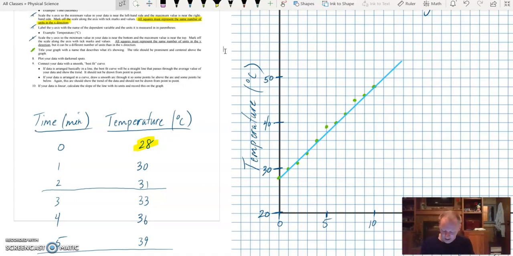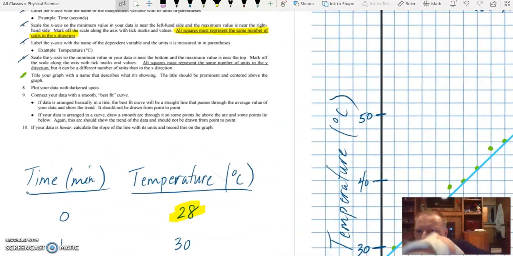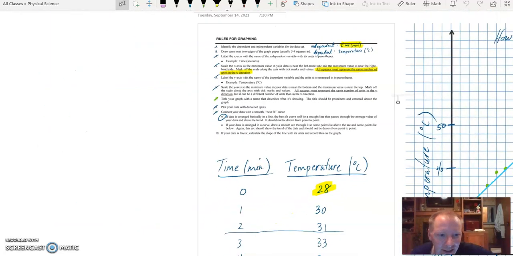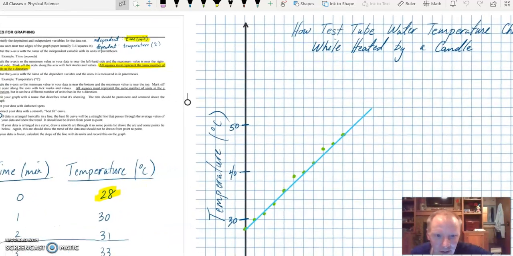Right, now that we're back, we have done number 8, and actually we've done number 9 as well, where we've connected our data with a smooth best fit curve, and I used this part if our data is arranged basically in a line. And because it's in a line, we also get to do number 10. It says if your data is linear, we want to calculate the slope of the line with its units and record it on the graph. Happy day, we've got a linear graph here, so we can do all of that.